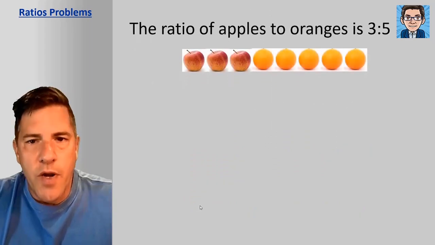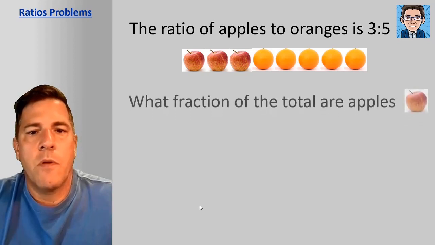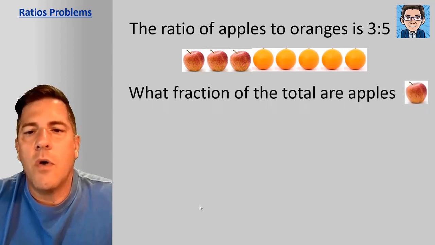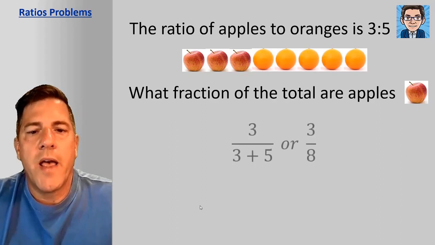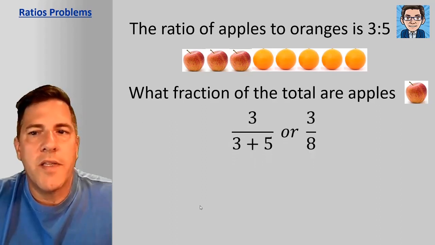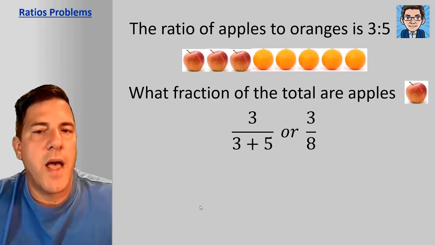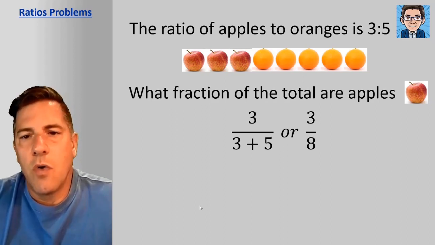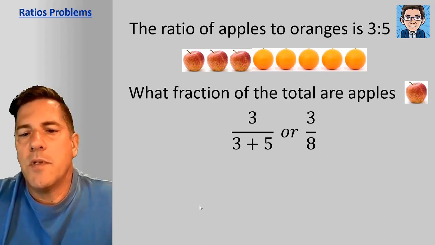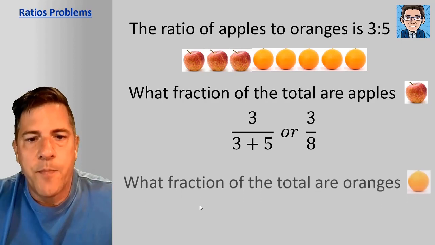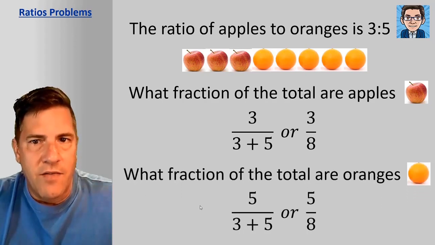So if we had that same ratio, apples to oranges is 3 to 5, what would be the fraction of the total that are apples? So we're going to have 3 as a numerator, but the denominator is the 3 plus the 5, because the 3 and the 5 represent the apples and the oranges, so the total is going to be 8. So the fraction of total that are apples is going to be 3 out of 8, and the fraction of total that are oranges is going to be 5 out of 8.